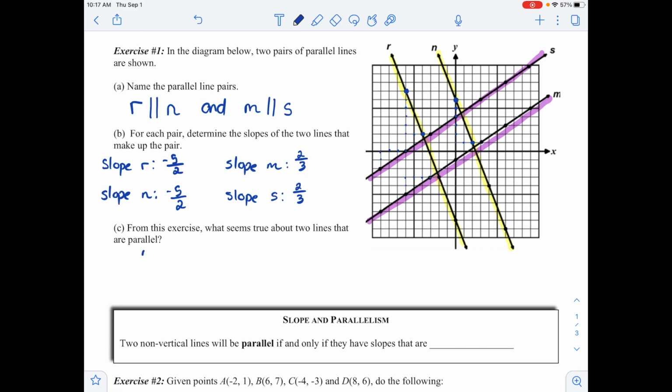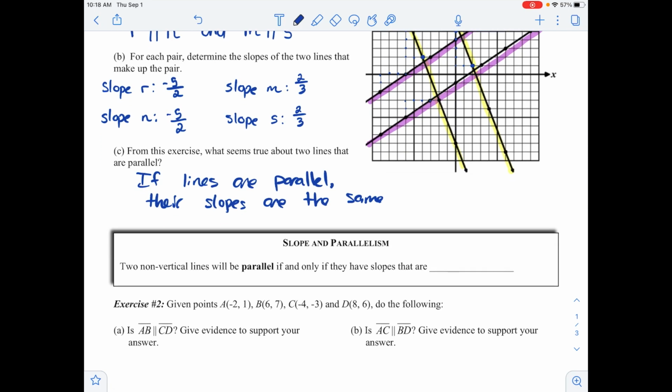So I'm going to write here, if lines are parallel, their slopes are the same or equal. So 2 non-vertical lines will be parallel if and only if they have slopes that are equal, the same, whatever you want to call it. Okay, so yesterday we saw perpendicular lines. They have negative reciprocal slopes. Today we have parallel lines and they have the same slope.